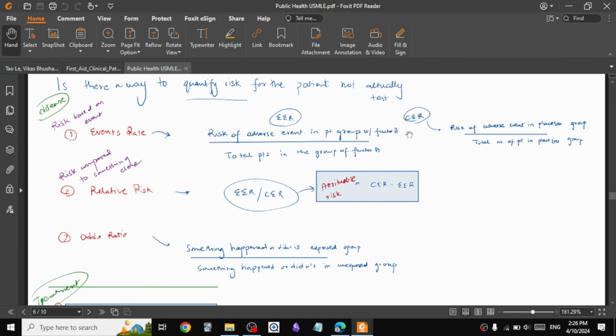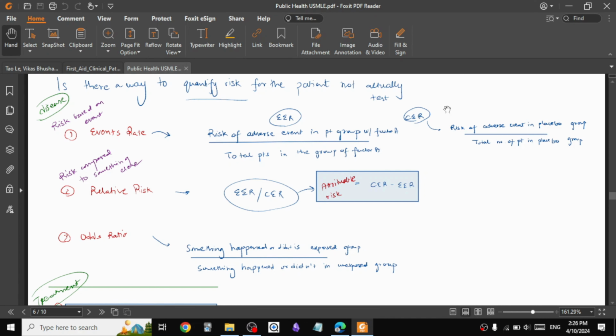And who are we comparing this to? We're comparing this to the control event rate. The control event rate is the risk of adverse event in the placebo group divided by the total number of patients in the placebo group. And these two rates, or basically ratios or proportions, will help me know who is the dominant one, who is showing me some sort of result.